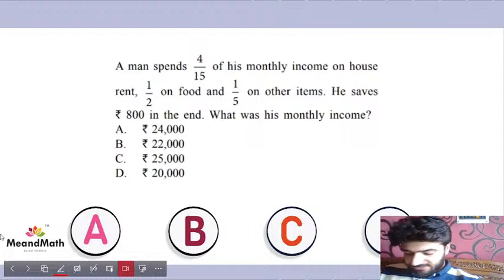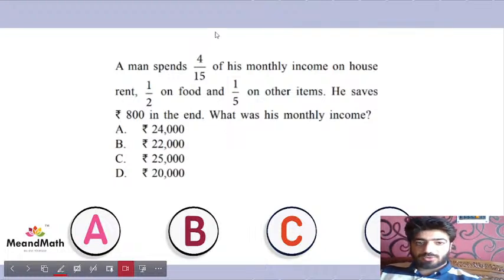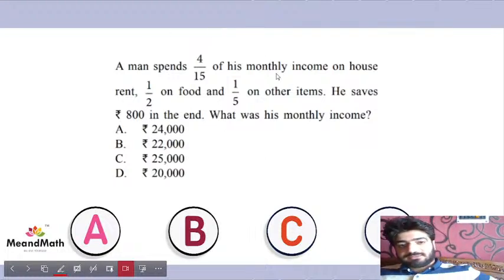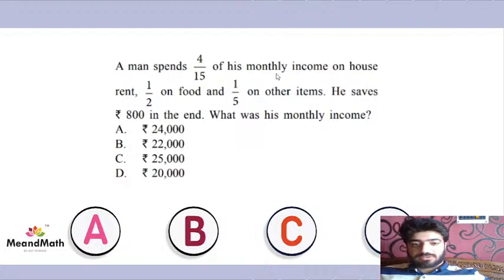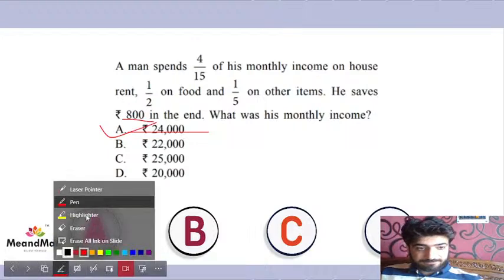Okay. Yes. Thank you, Janesh. So 29 by 30, and everybody I think has understood now that you have to add these parts, subtract them from 1, and you will get 1 by 30 as the remaining fraction of the salary. 1 by 30 of what number is 800? So 1 by 30 of 24,000 is 800. That is why we find A as the correct answer.